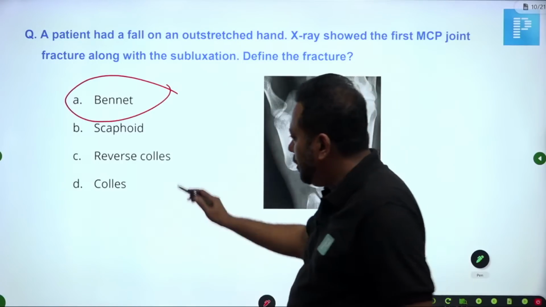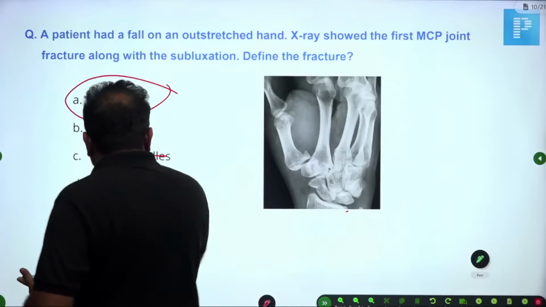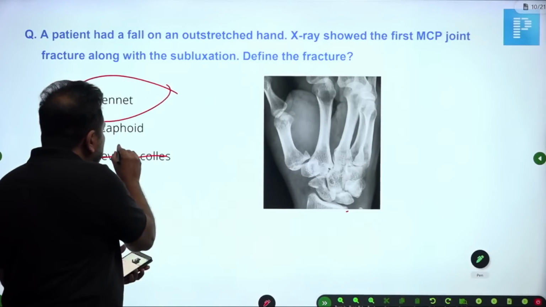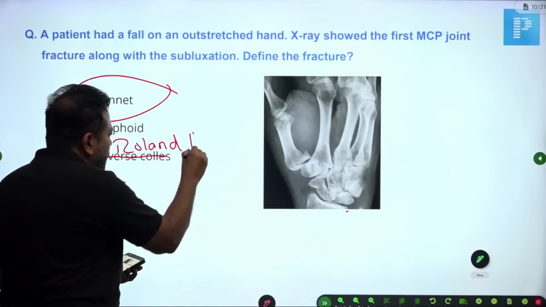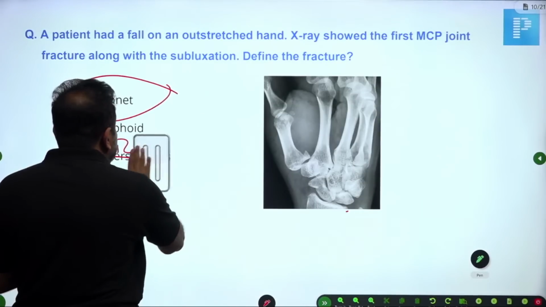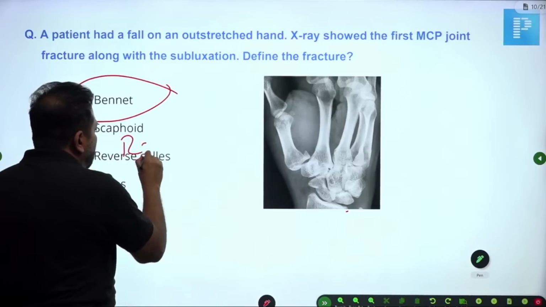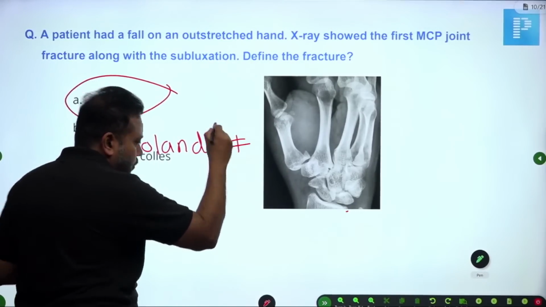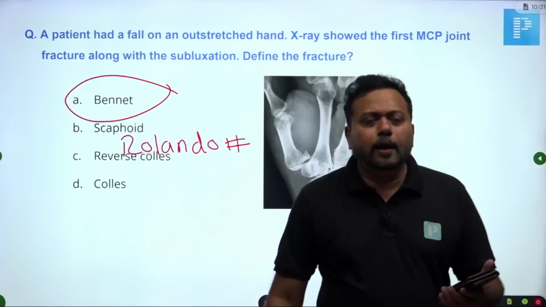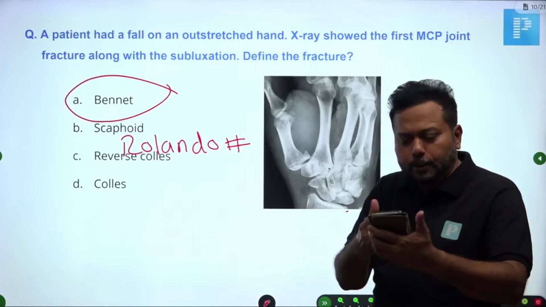Yes, I am coming to that. Instead of one choice, Roland fracture was there. It's called Rolando, not Roland. It should be Rolando. Rolando fracture was there. That's what some of you have discussed.